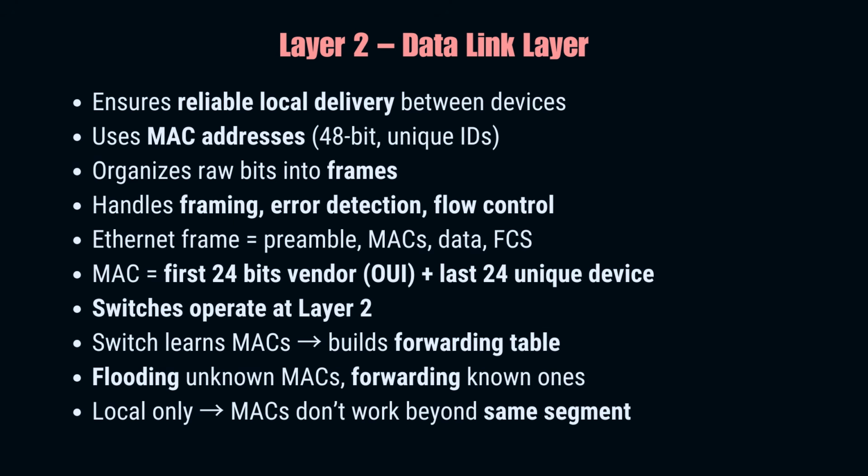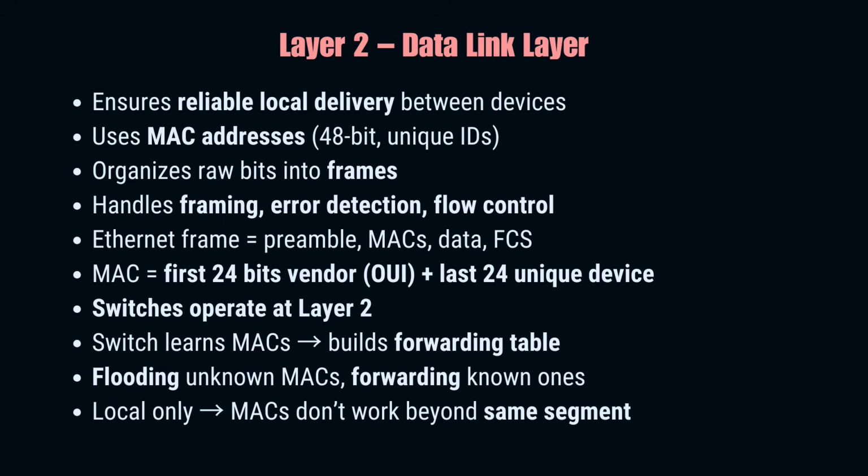Ethernet frames contain a preamble for synchronization, start frame delimiter, destination and source MAC addresses, length type field, data payload, and frame check sequence for error detection. MAC addresses consist of 48 bits, 6 bytes, with the first 24 bits identifying the manufacturer, OUI, and the last 24 bits uniquely identifying the device.